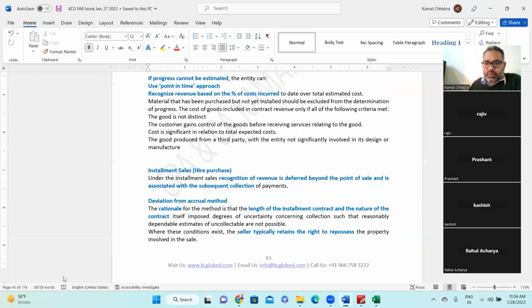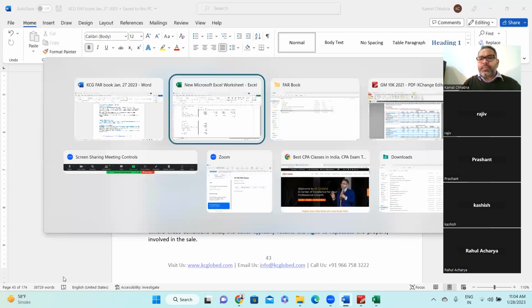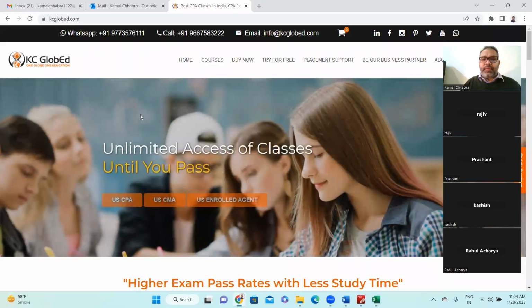The customer gains control over the goods before receiving them, where the cost of goods is significant in relation to the total expected cost, produced by a third party with the entity not significantly involved in design or manufacturing. Let's do some examples. Then we will jump into installment sale, which is another category of disclosure required.